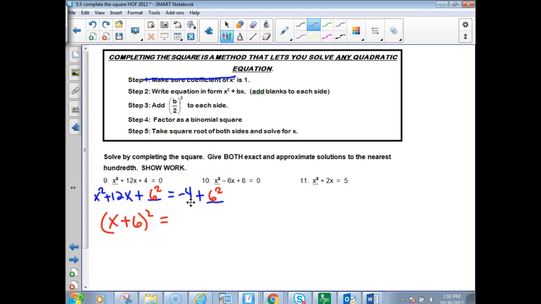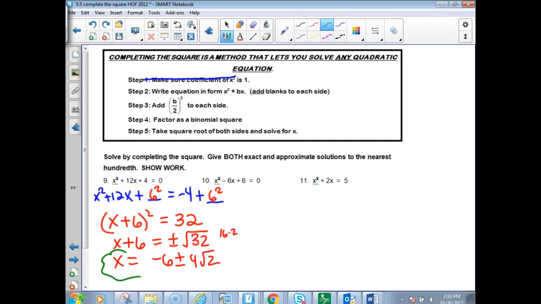You're going to evaluate negative 4 plus 36, which is 32. And now you can take the square root of both sides and solve it like the first problems we started off with today. We will simplify the radical and subtract 6, so negative 6 plus or minus the square root of 32, which is 16 times 2, so it's 4 root 2, and that is the end. We cannot go any further.